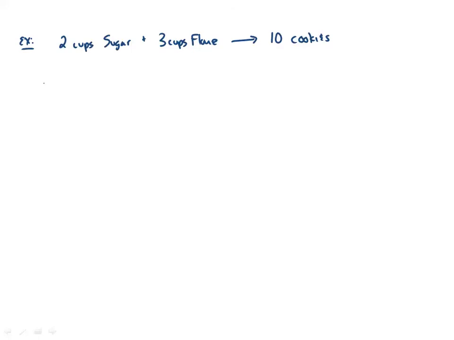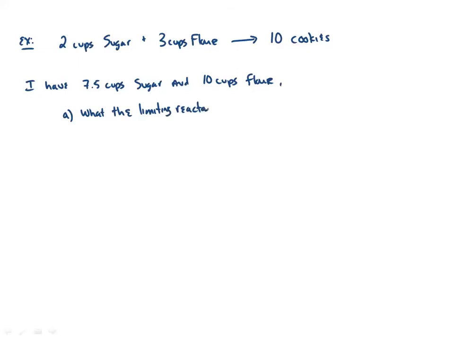Questions now are going to be like, for instance, I have 7.5 cups sugar and 10 cups flour. And then we're going to ask things like, A, what's the limiting reactant? Now, what we mean by limiting reactant is really what you run out of.